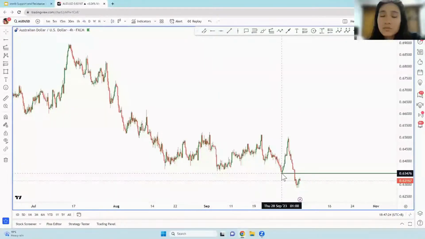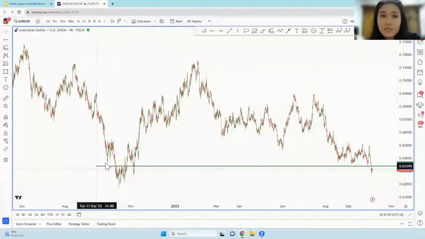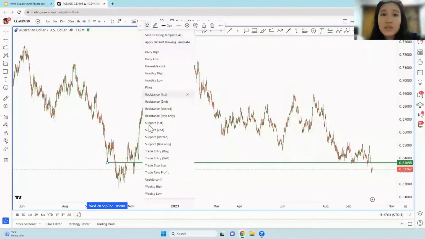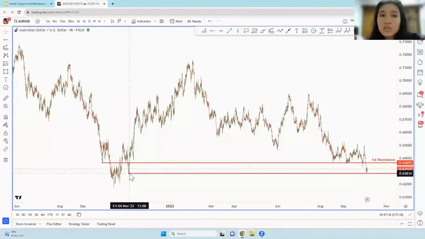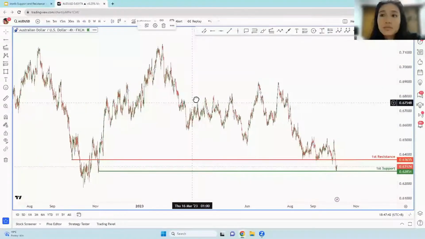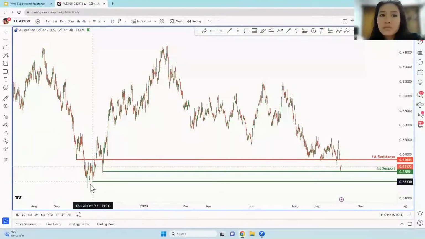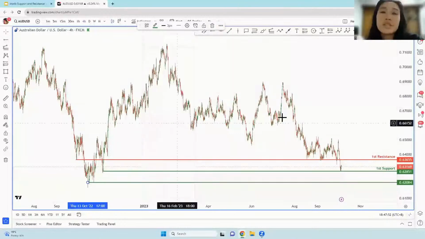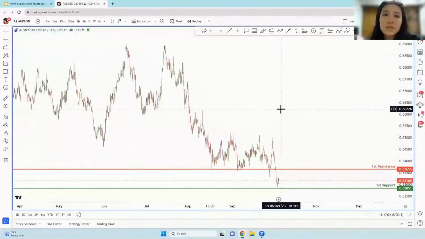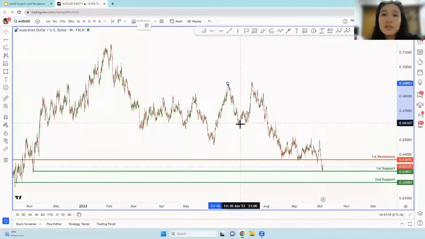Now, I'm gonna go in with my support and resistance levels. This is my first resistance and my first support, maybe just here. And my second support here. Okay, now we'll go in with some Fibonacci levels again.